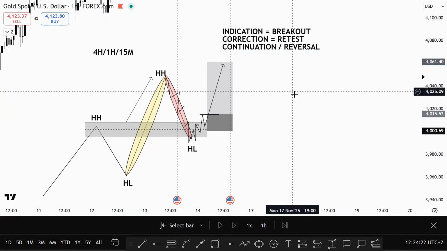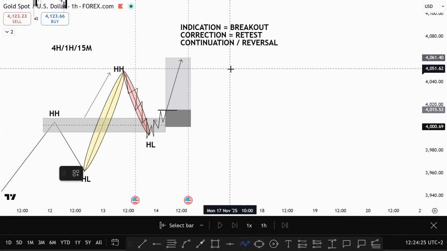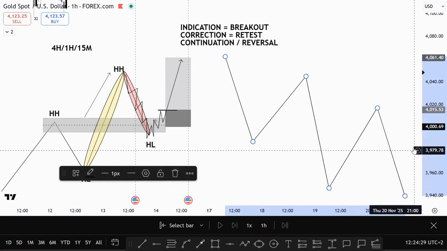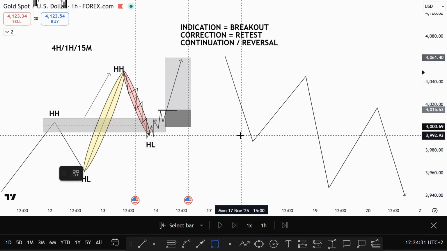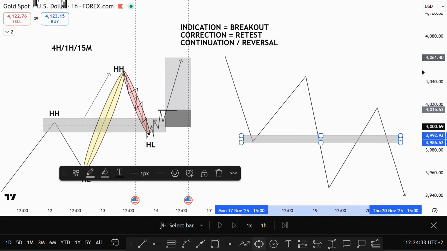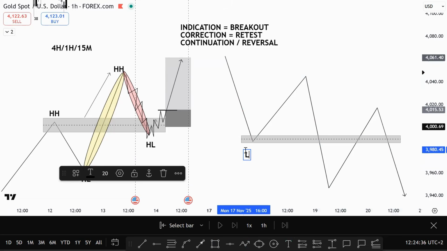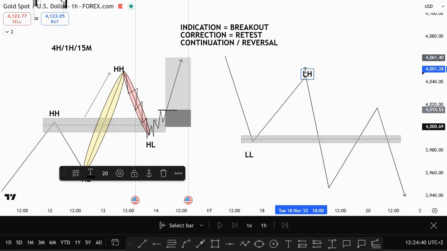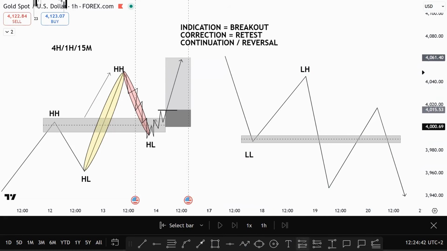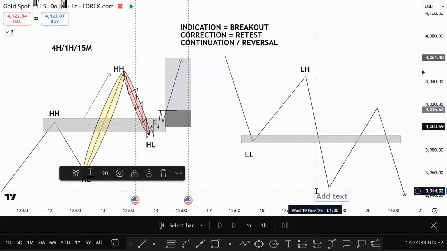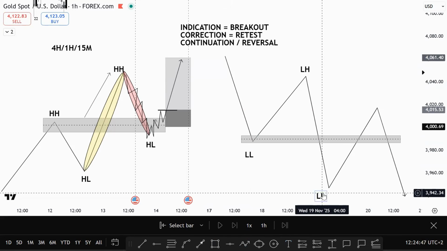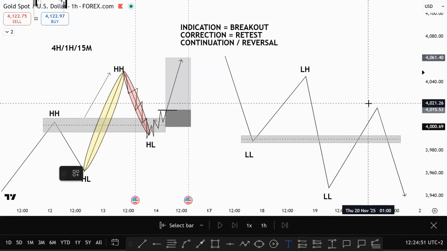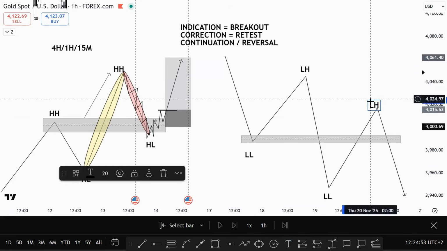Same thing happening also on a downtrend. If a trend was on a downtrend, right? Indication, correction, and then continuation. So we'd have price also breaking below the lower lows on the higher time frames. We have a lower low here, and then we have a lower high here. And then same thing happening where price also gives an indication by creating a lower low, and then price goes ahead and corrects and gives you a lower high. You get what I'm saying?